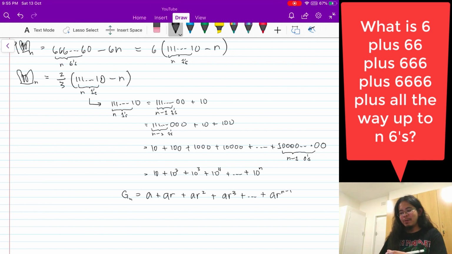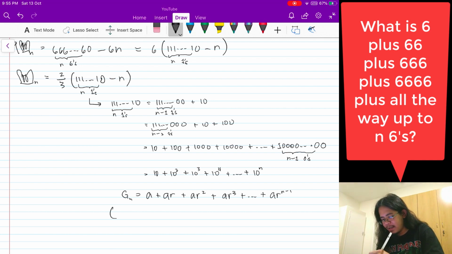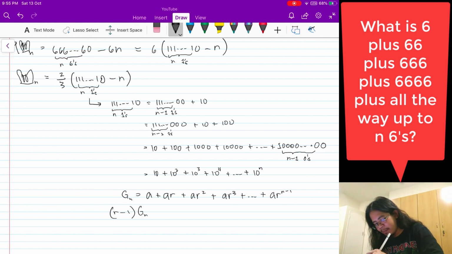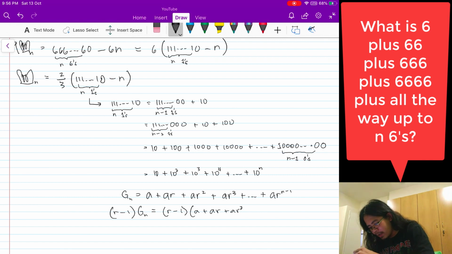Okay, so typically what you do is multiply this by r minus 1, because in our case the ratio is greater than 1. Typically there are geometric sums where the ratio is less than 1, so you multiply it by 1 minus r if you want to get the sum. But here we multiply it by r minus 1, so this gives you r minus 1 multiplied by a plus ar squared, and so on, all the way up to ar to the n minus 1.